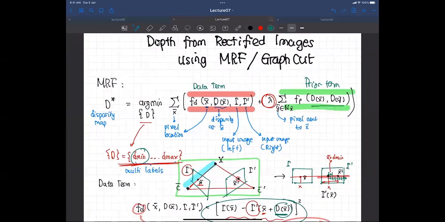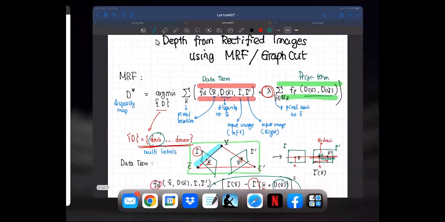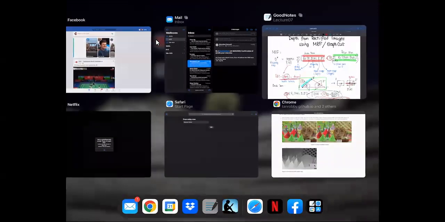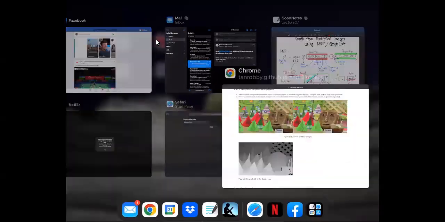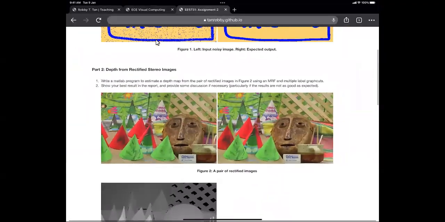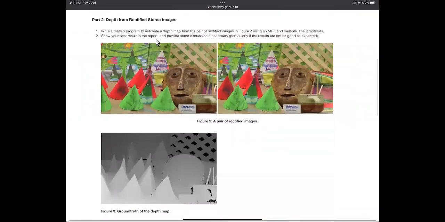Okay, any questions, everyone? Again, this is the definition of the data term and the prior term for part 2. So we have the part 1 and part 2 solutions already. Any questions?